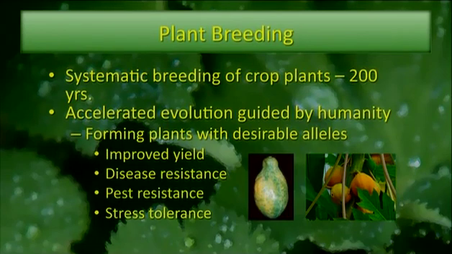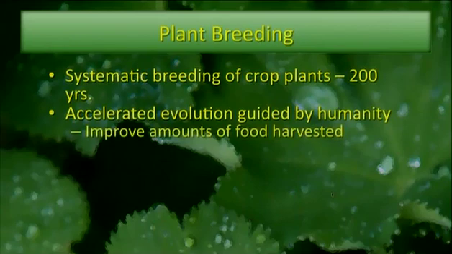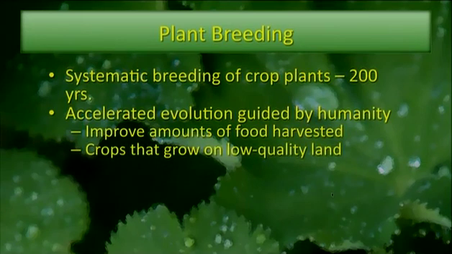Now, with the amount of arable land dwindling, we actually need to improve the amounts of food harvested per acre. We also need to produce crops that grow on low quality land.